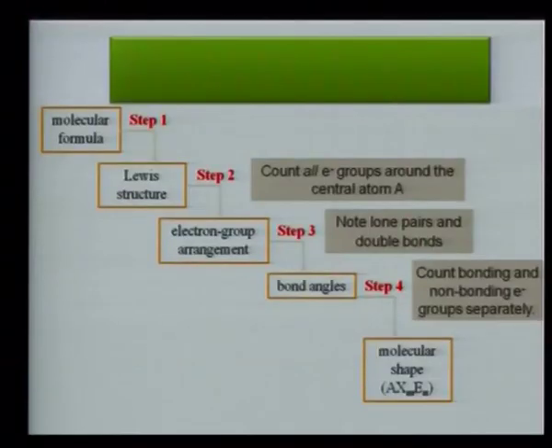Now, similarly, we move to the other case, sp3d3. In case of sp3d3, different possibilities are there.